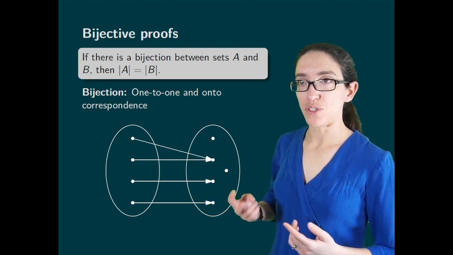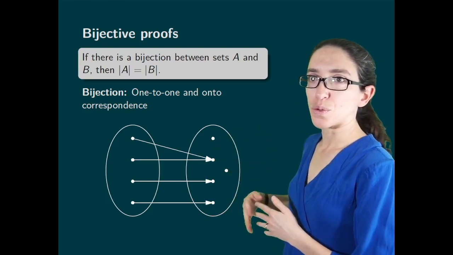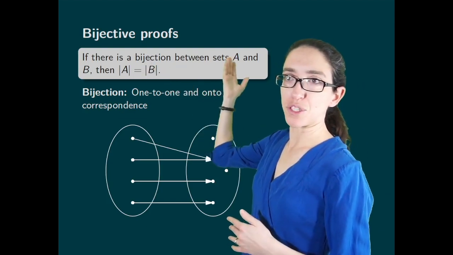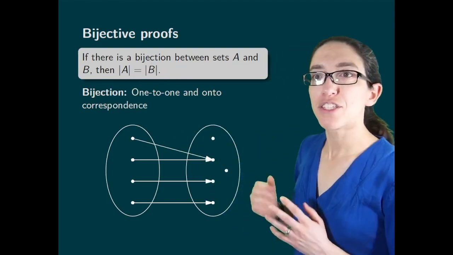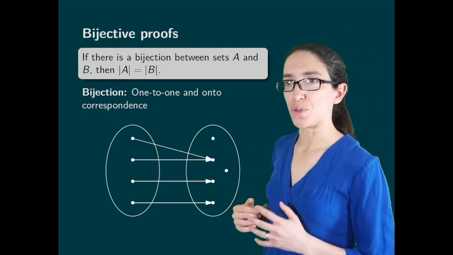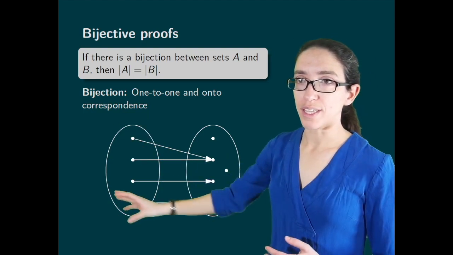But bijective proofs is you count two sets and you show that they have the same number of elements. So the principle is if there's a bijection between A and B, then size of A equals size of B. A bijection is a one-to-one and onto correspondence between two sets. It can be thought of as a function from one set to another.